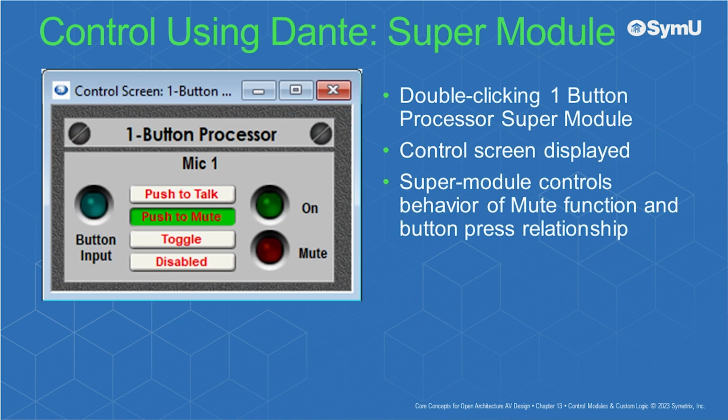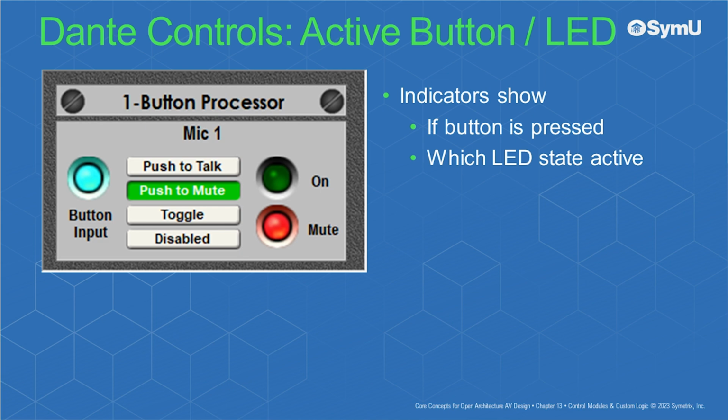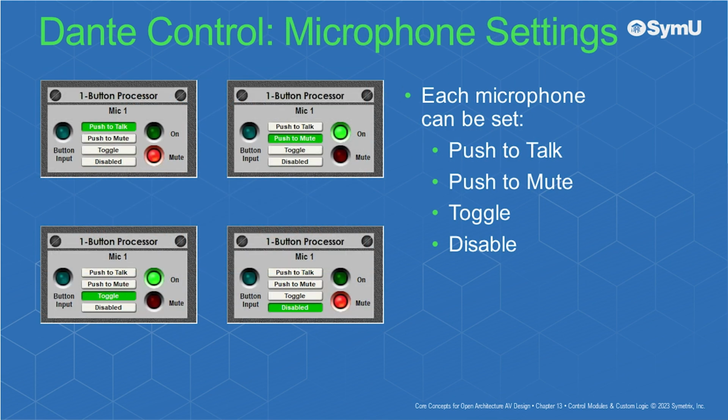By double-clicking the one-button processor supermodule, the control screen is displayed. This supermodule controls the behavior of the mute function and button press relationship. The indicators show if the button is pressed and which LED state is active. Each microphone can be set to push-to-talk, push-to-mute, toggle, or disable.